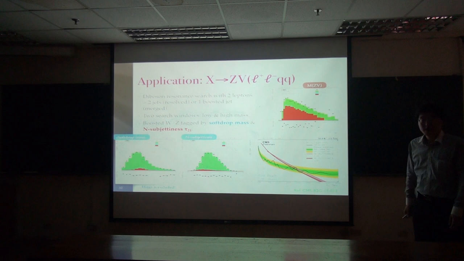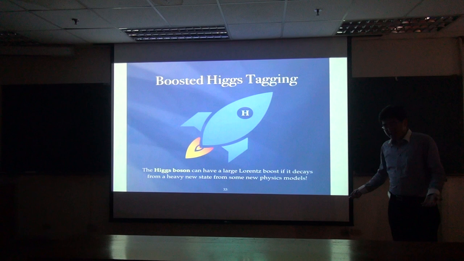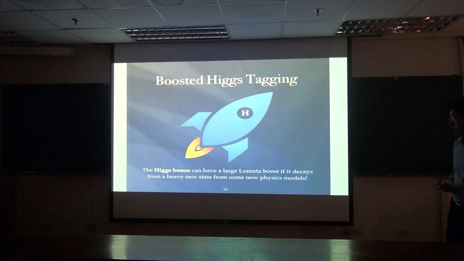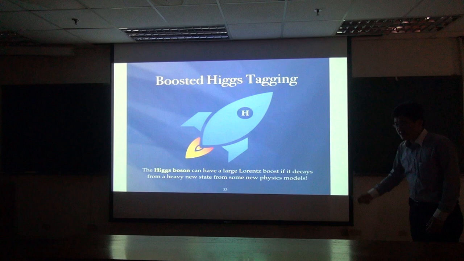Just as I mentioned, this one does not include Higgs. So why is Higgs not included? Let me talk about the boosted Higgs. Higgs can also have high momentum. Most of the Higgs bosons we have seen since 2012, when we discovered the Higgs boson, are relatively slow. But you can imagine that some new particle or new physics could generate a boosted Higgs, which becomes a very interesting object.